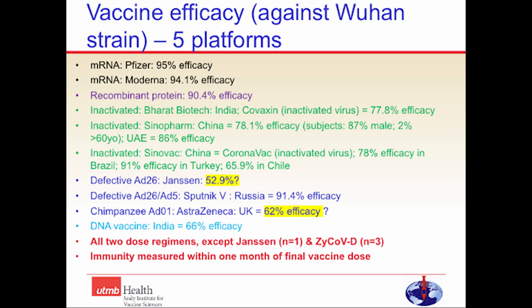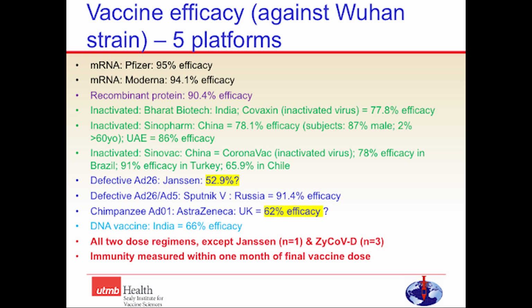And so the vaccine efficacy was 95% for Pfizer, 94.1% for Moderna. This is all during 2020 when we had the Wuhan prototype disease around, and all the vaccines are compared at 1 month after the final dose of the vaccine. So all this data is comparable. So the best messenger RNA is the best. That's followed by recombinant protein, which are around about 90% efficacy. The inactivated vaccines are somewhere between 75-85%, depending on which type of inactivated vaccine it is.